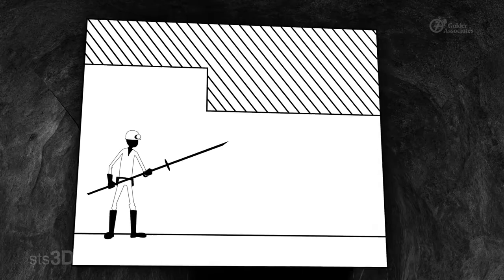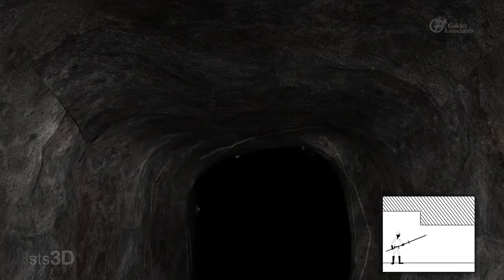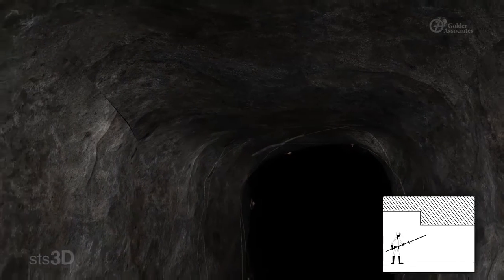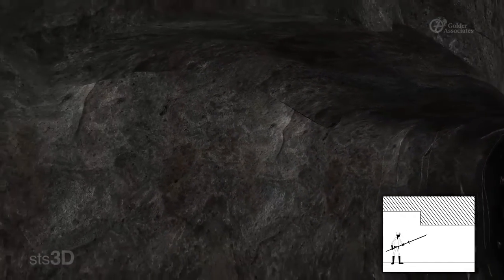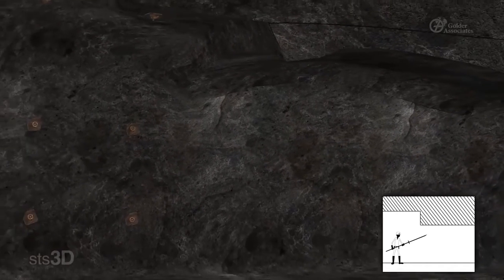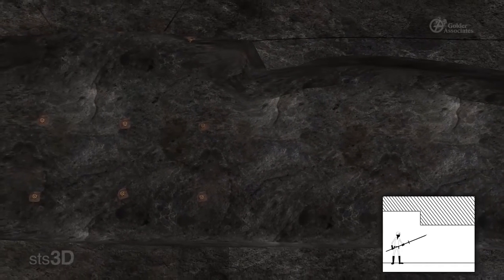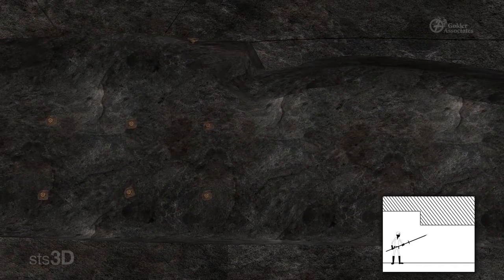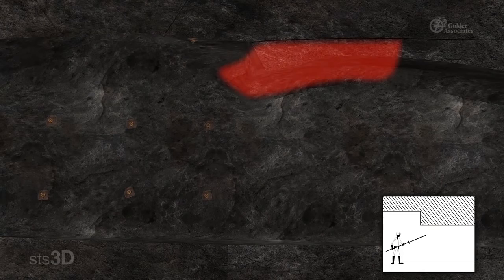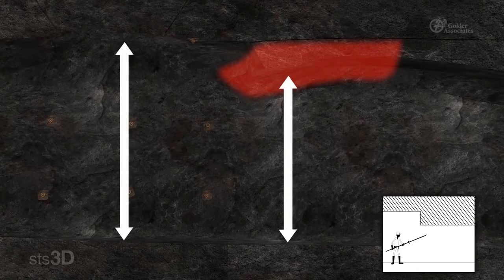Brows. Brow features are planes in the roof that have been exposed by mining activity and typically form a step in the roof. They are typically found along a geological structure, either a bedding plane or joint. Sometimes the roof may be higher because there are brows.